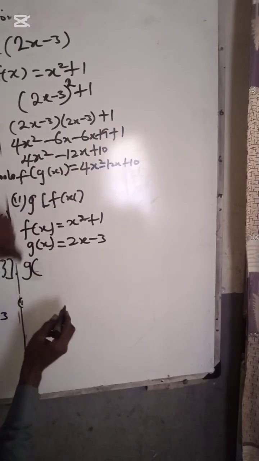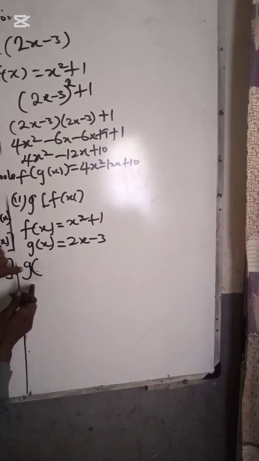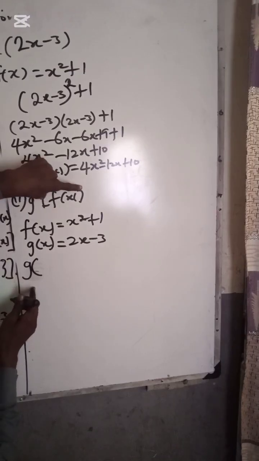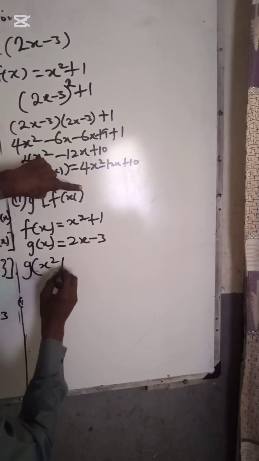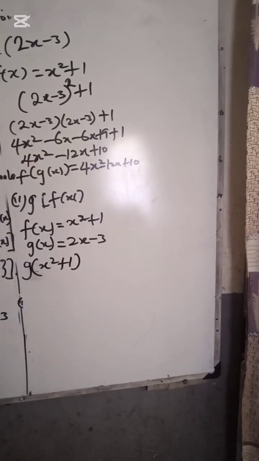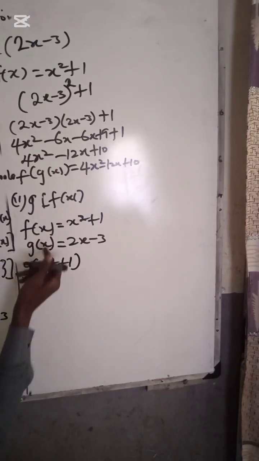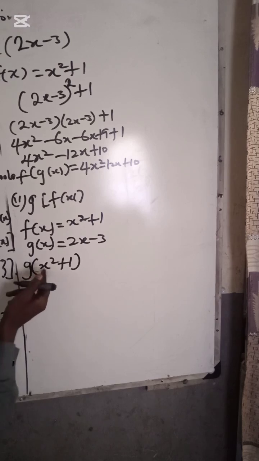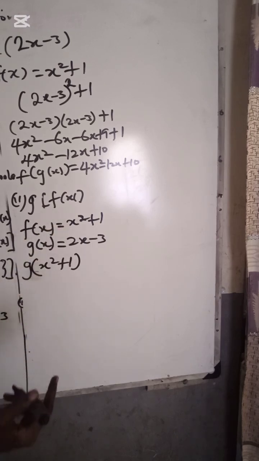Now, we want to throw this into the function of g. So, the value of f of x is what? x squared plus 1. It's more or less that we've changed the function of g of x. We substitute it with what? The function of f of x.